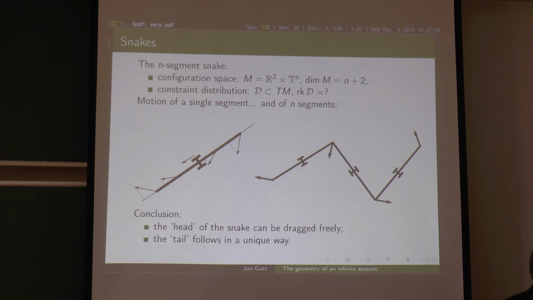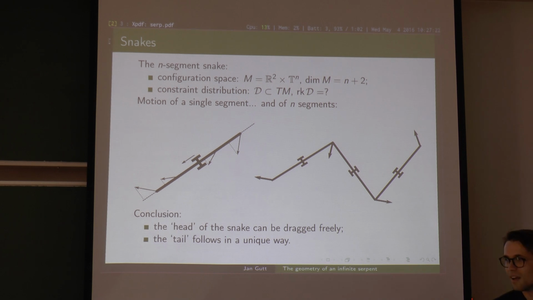So what does it tell us? Well, it tells us precisely that the head of the snake can be dragged freely. You can drag the head along whatever curve you like, and then the tail will follow in some uniquely specified way. So just by looking at those pictures, we know this.